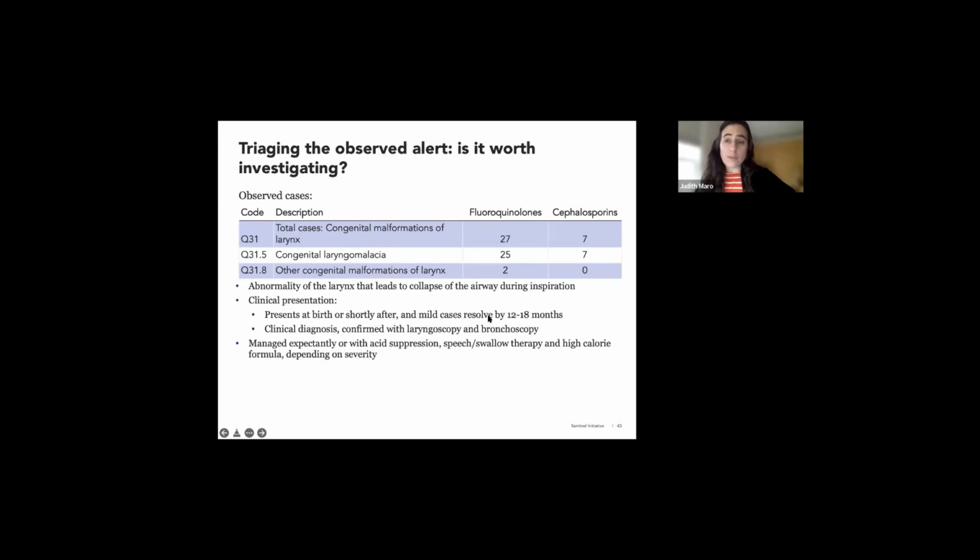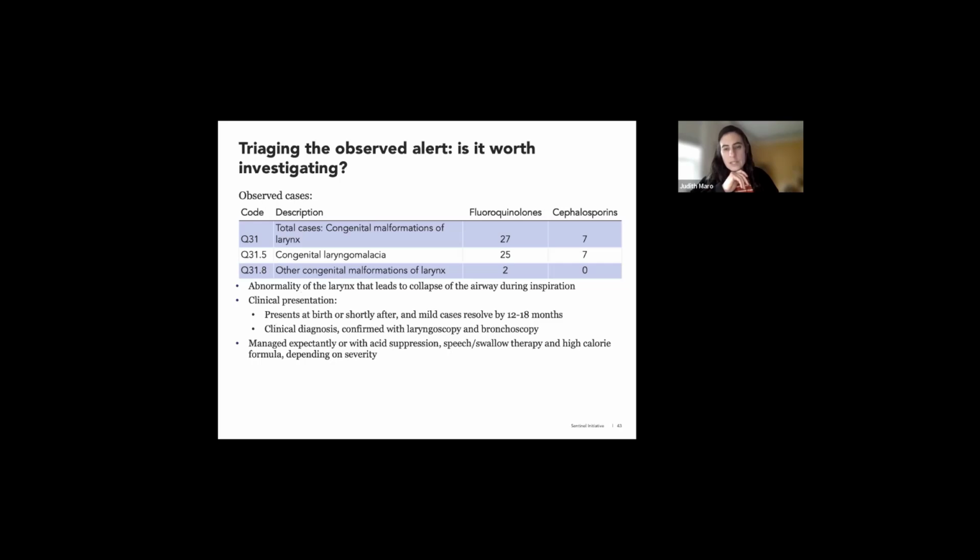And this is a good example of how we do this triage, this following up. And so what did we do as well? We looked at the particular alert, and we looked at the split of cases, so the differences in the imbalance between the fluoroquinolone and the cephalosporin population. And we took a look at the actual patient profiles related to congenital malformations of the larynx. So what is this? First, it's essentially a presentation at birth or shortly after of a dysfunction that makes it harder for infants to feed.